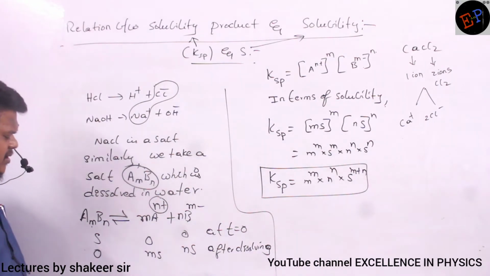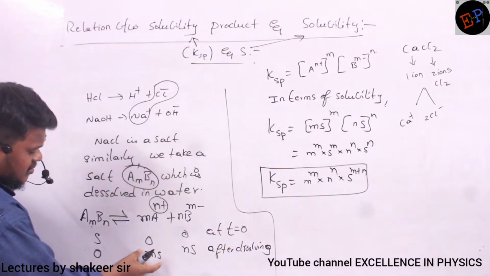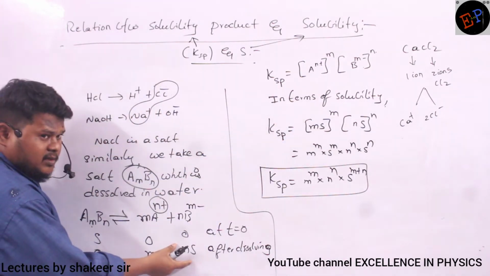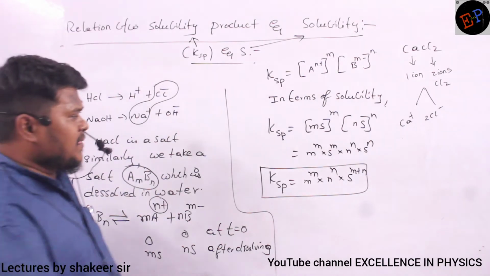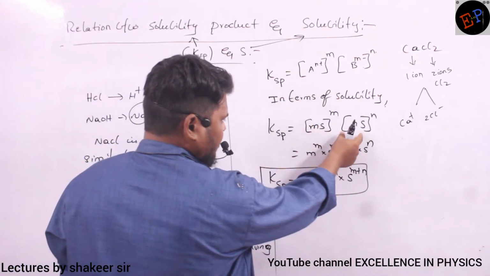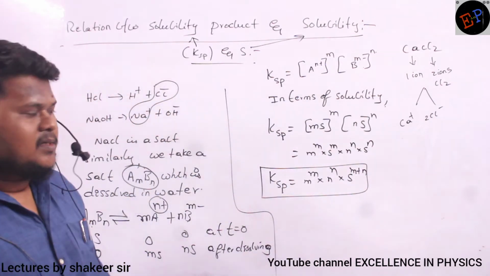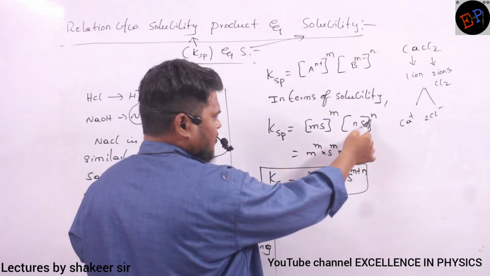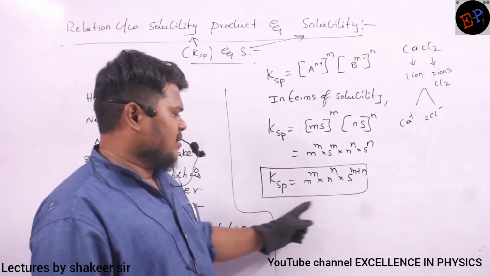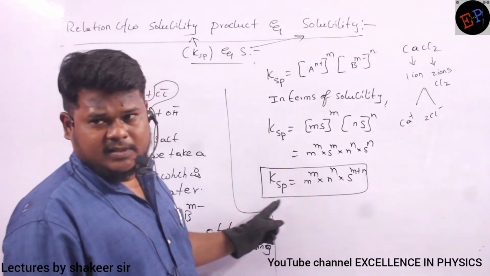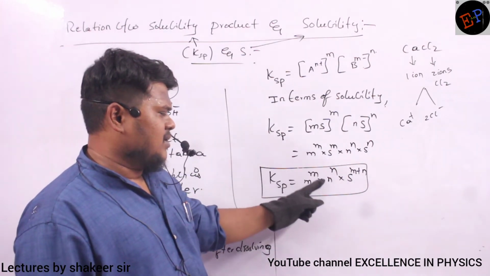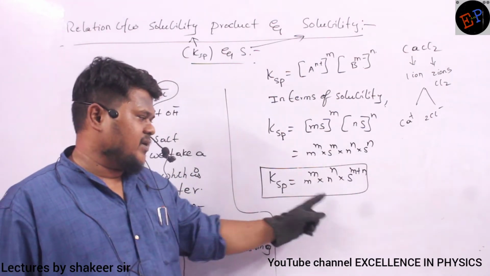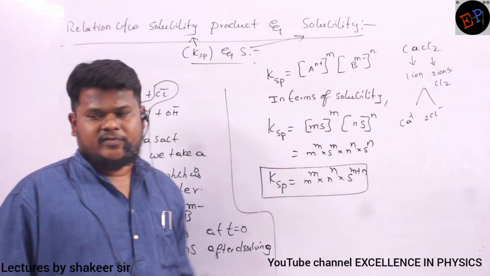In terms of solubility, what can I write? Instead of the concentration of A ion, I can write M into S, no? Similarly, instead of the concentration of B ion, I can write N into S. Is it clear? So M into S to the power of M, N into S to the power of N. So M to the power of M, S to the power of M, N to the power of N, S to the power of N. If you combine them, Ksp is equal to M to the power of M, N to the power of N, S to the power of M plus N. So this is the relation between solubility product and solubility of a particular salt.